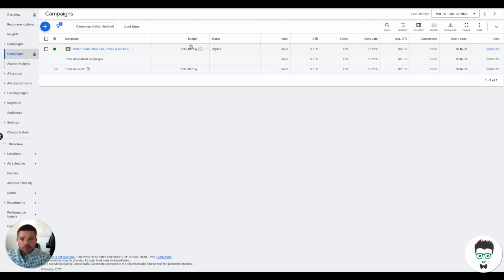This specific campaign is running at a $166 per day budget. Our total clicks for this 30-day period is 129 clicks. Conversion rate is 16.28%, with a total of 21 conversions for the month, an acquisition cost of $146, and a total cost of $3,065 for the month. So pretty good. On this specific campaign, we're running both calls and lead gen form.